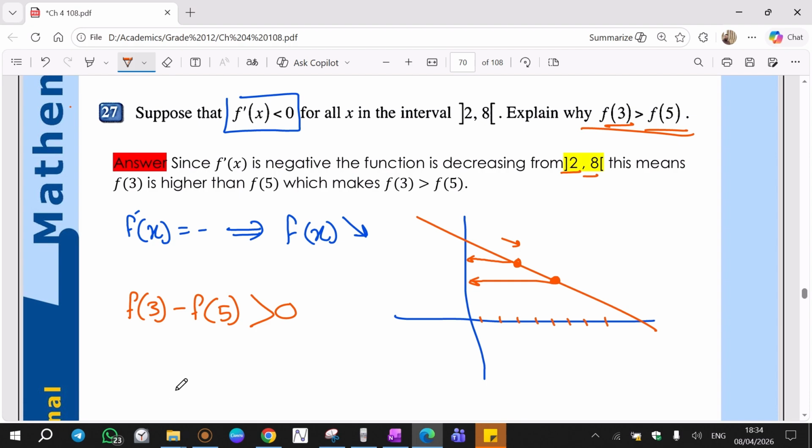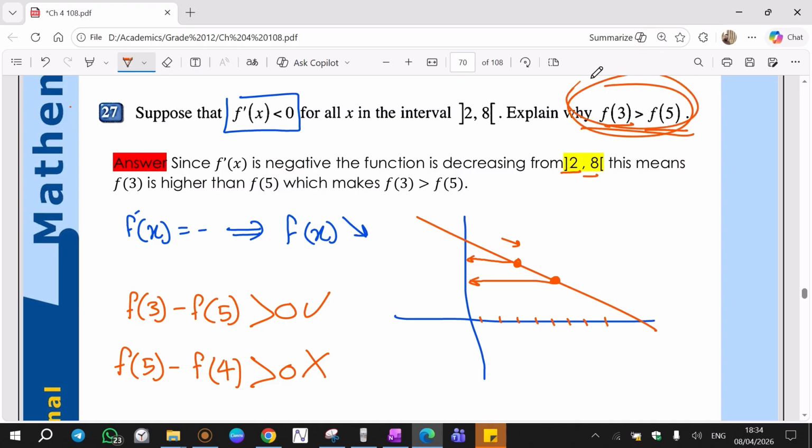There could be a question like, which of the following is true? You have this and you have some others, like f of 5 minus f of 4. Originally, this is less than 0, but if we say greater than 0, this is false. There could be a question like f of 6 plus f of 3 equal to negative, something like this. So remember, this could be in the inequality form like this, or like this.